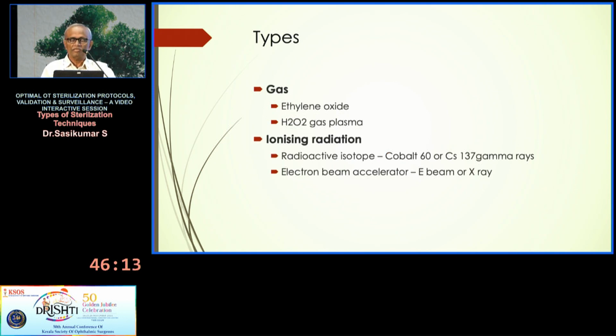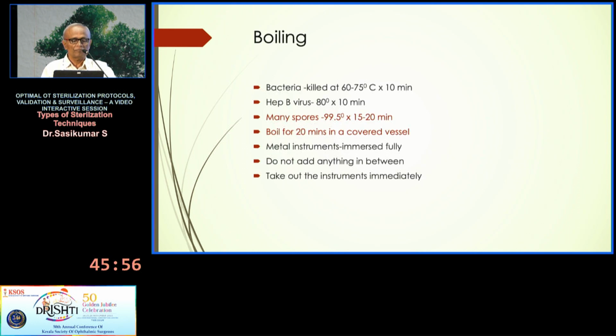Gas sterilization, ETO is widely used. Gas plasma is more effective, but it's very costly. Both are low temperature sterilization processes. Ionizing sterilization, ionizing radiations using radioactive isotopes and X-rays are also useful, but cannot be done in the hospital setup.